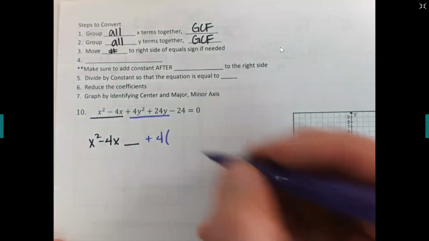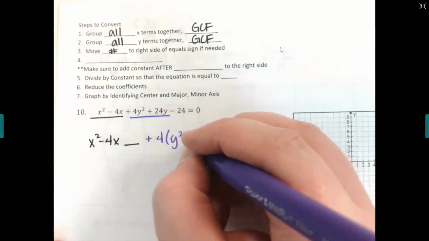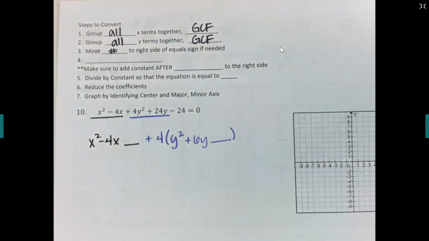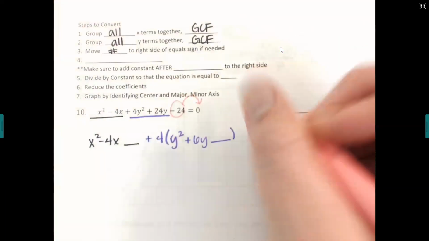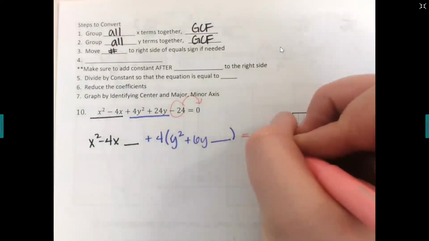And then my 4Y squared divided by 4 is just a Y squared. My 24 divided by 4, that's a 6Y. Blank before you close the parentheses. Okay, and then where's the minus 24 supposed to be? We got to move it over to the right. Now it will be what though? Plus 24. Very good.